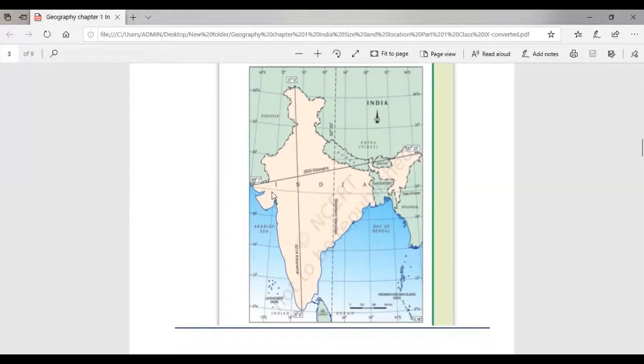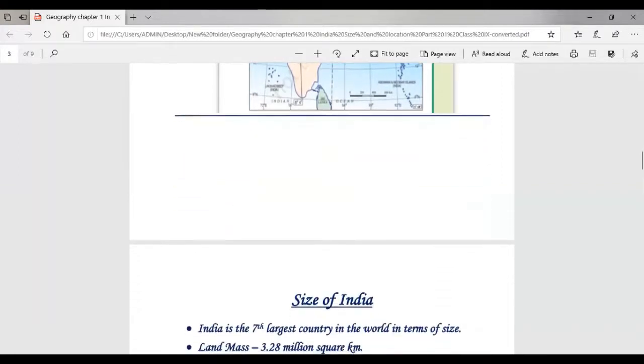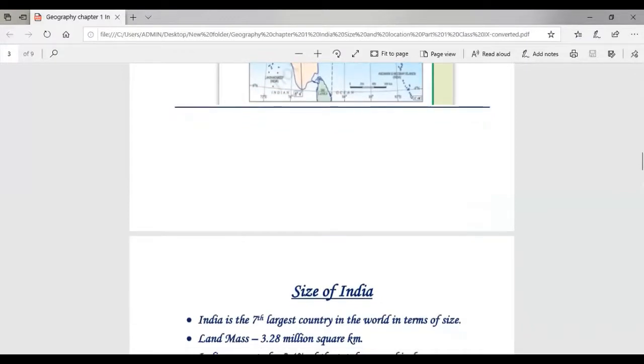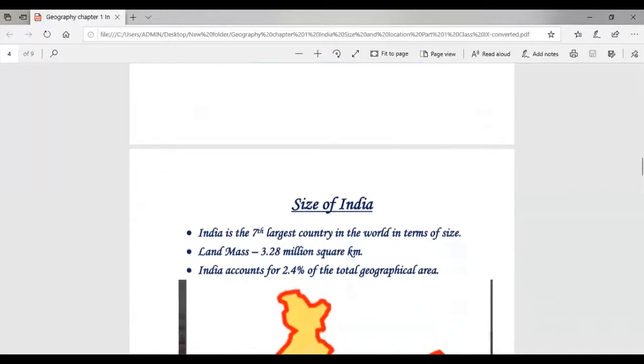And the Tropic of Cancer passes through 8 states, namely Gujarat, Rajasthan, Madhya Pradesh, Chhattisgarh, Jharkhand, West Bengal, Tripura, and Mizoram. So I think from this much information, it is very clear where India is located on the world map. Now let's move ahead and discuss a bit about the size of our country.